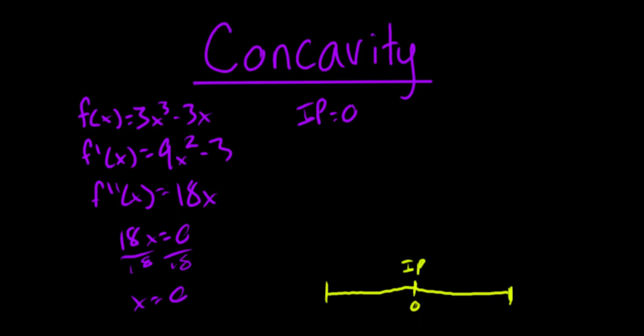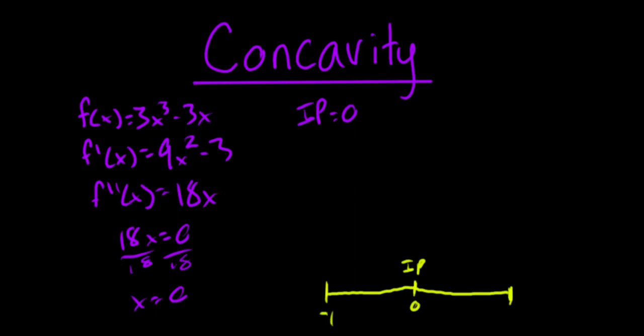We only have one. So that means all we have to do is test one number on the left side of the inflection point and one number on the right side of the inflection point, and we will find the entire interval where this function is either concave up or concave down, right? So what's an easy number to the left of 0? We'll say -1. That's super easy to test.